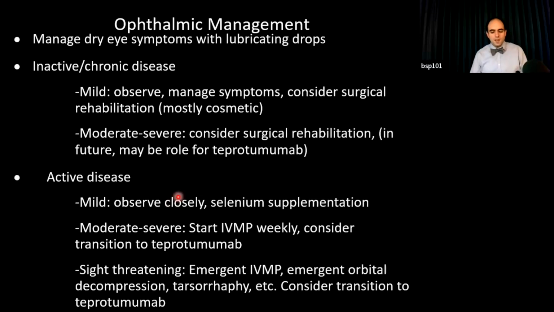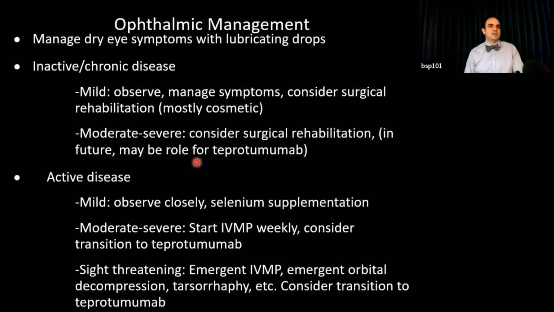And in moderate to severe disease, strongly consider surgery once it's inactive. And in the future, based on at least that one series where there might be a delayed response to Teprotumumab, a response in chronic disease, we consider there might be a role for Teprotumumab. For active disease, for mild disease, we watch them closely. We give them selenium because many of these patients will improve. And why put them at risk of steroids or Teprotumumab since they have mild disease? I just watch them closely every 2 months, 3 months. Give them strict return precautions. For moderate to severe active disease, we start them on steroids and consider transitioning to Teprotumumab.